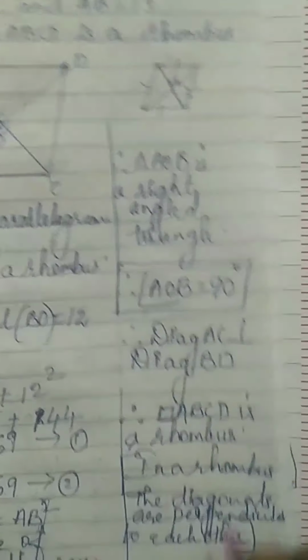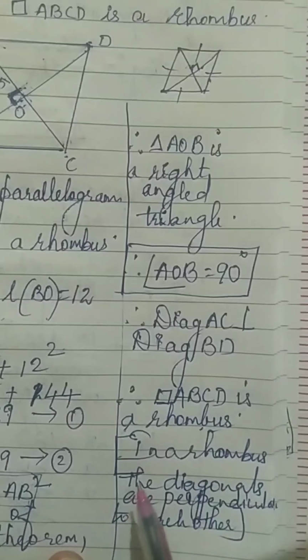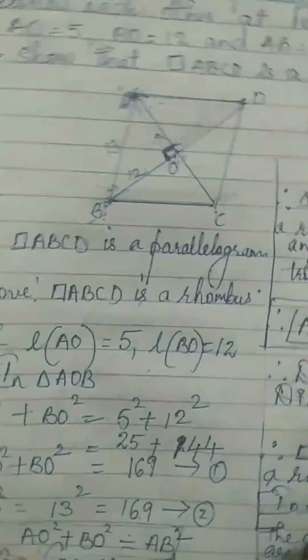Okay. Hence proved. That's done. So it became a rhombus. Write down the reason: in a rhombus, the diagonals are perpendicular to each other. Okay. So this sum is a little different.